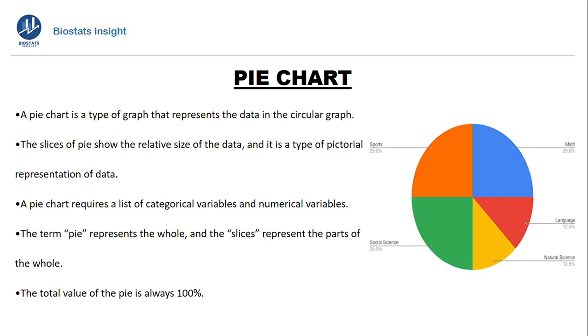Pie chart. A pie chart is useful when we have multiple levels of category in the data set and we want to represent how many observations or what percentage there are in the data set. The specification of a pie chart is that the total should be 100. A pie chart is a type of graph that represents data in a circular graph, where the pie represents the whole and the slices represent the parts of the whole, and the total should be 100.